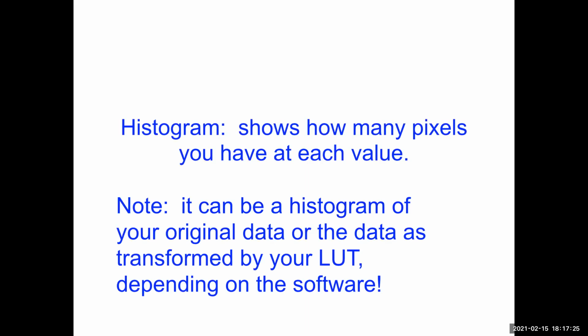So remember, the histogram counts the values. It says, how many pixels do you have at each value? It can actually show up as a table also, which in some software you can actually call it the table. Usually it's giving you the chart of that table, which is what we've been looking at. Here's something to be aware of when you're dealing with different software. Are you looking at the histogram of your original data or the data as transformed by your lookup table? Depends on the software. Sometimes they show you both, sometimes they don't.